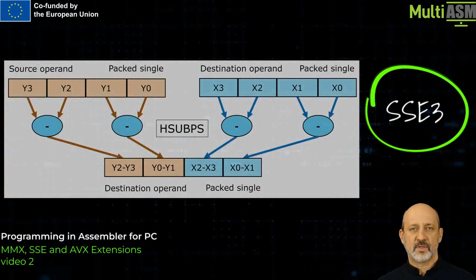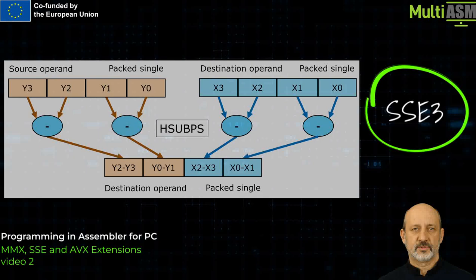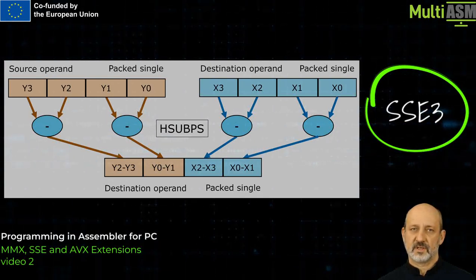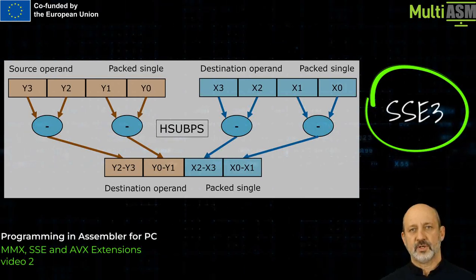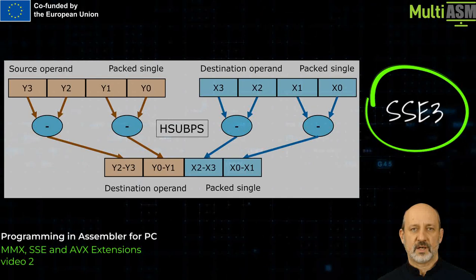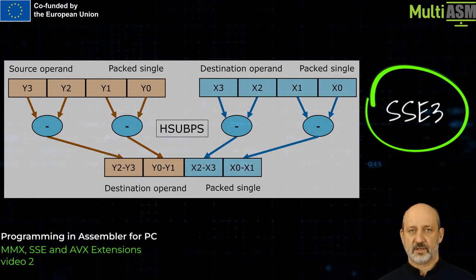While there are more than 2 elements of source vectors, like in the HSUBPS instruction, it is important to know the order of the operation and the placement of elements in the resulting vector. It is shown in the picture. There are also horizontal addition instructions of packed single and packed double precision values.